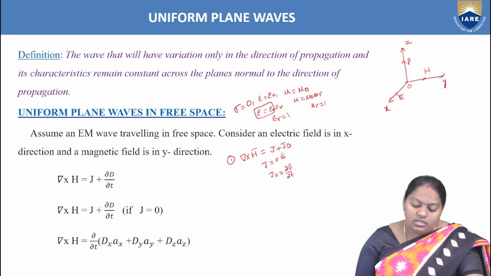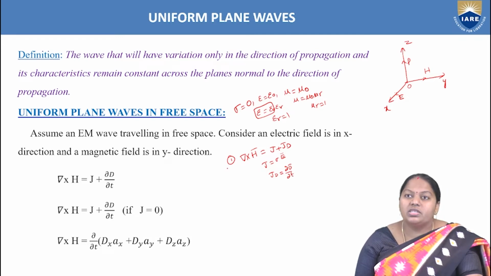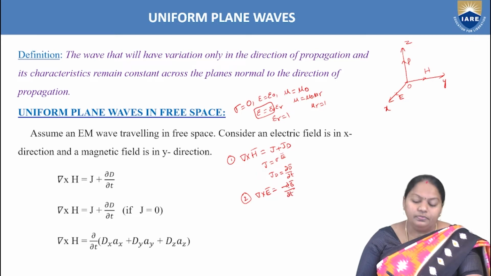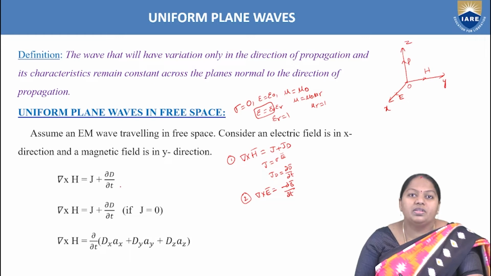So first we consider the modified form of Ampere's Circuital Law. The other Maxwell's equation for time varying fields is derived from Faraday's law: del cross E bar equal to minus dou B bar by dou t. So first, consider here the modified form of Ampere's Circuital Law.